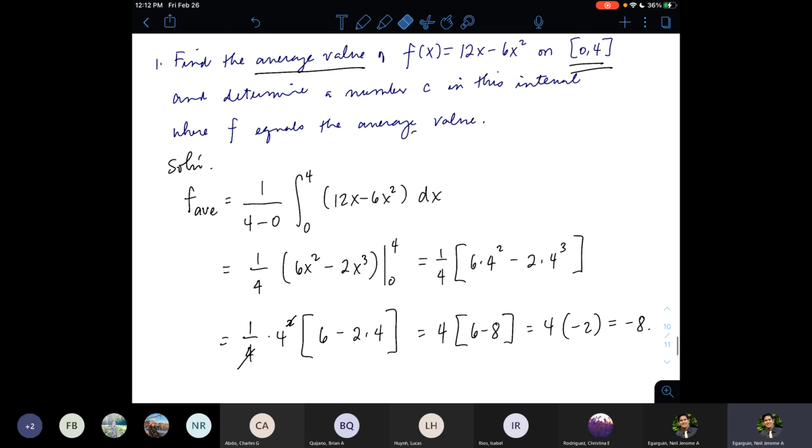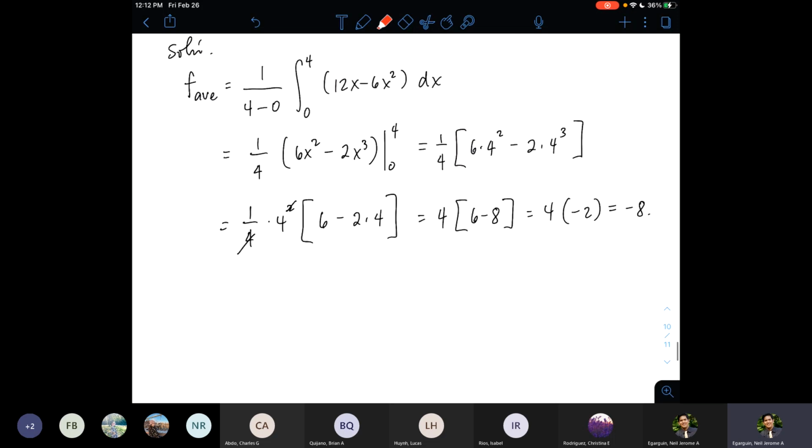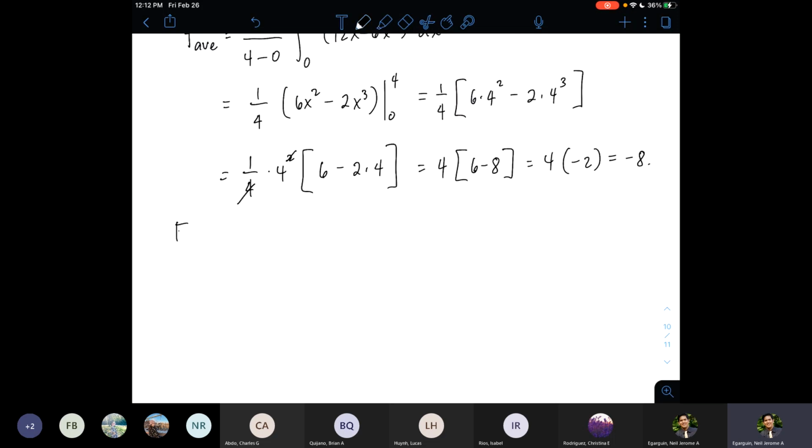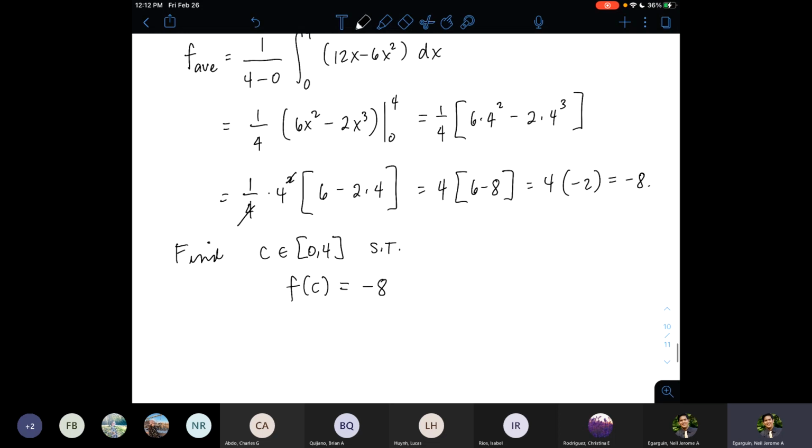But there's a follow-up question. We need to determine a number c in the interval where f equals the average value. So we need to find a c in the interval 0, 4, such that f of c equals the average value, which we now know to be -8. So f of c, we plug in c into the function f.